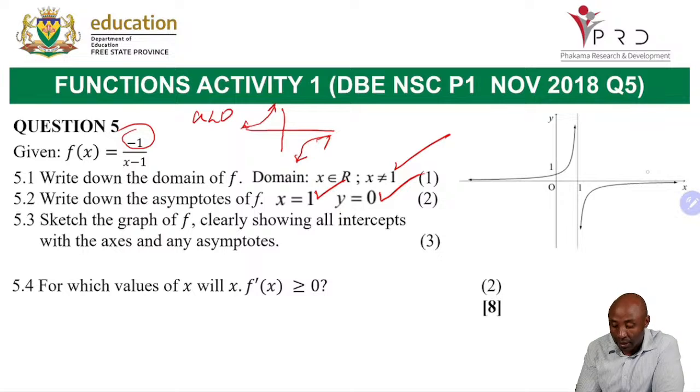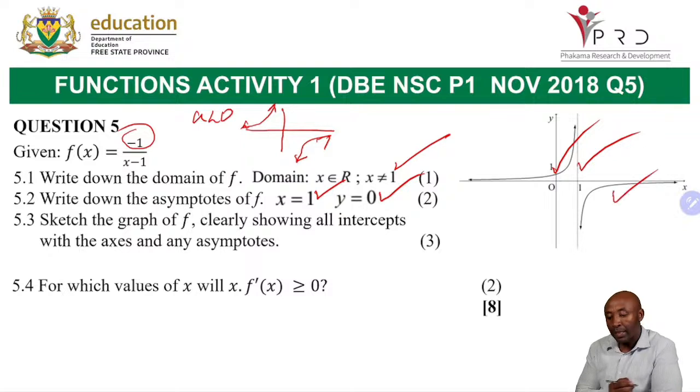intersect the x-axis. Hence, we'll have the two arms of our hyperbola. Remember, you must have two arms, and then we will get a mark for the y-intercept, a mark for the asymptotes, and the shape in the correct quadrants. We get our 3 marks there.